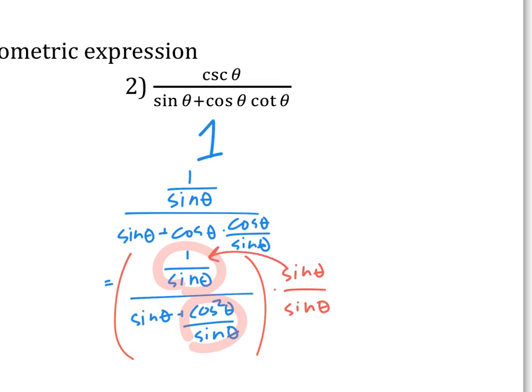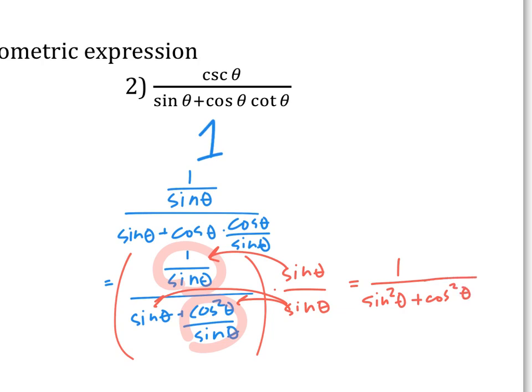So this is going to distribute here. So basically sine times that 1 over sine becomes 1. And then let's look at the bottom one. So you're going to distribute. So sine times sine is sine squared. And then this one, sine times cosine squared over sine. That sine cancels, so you end up with cosine squared.